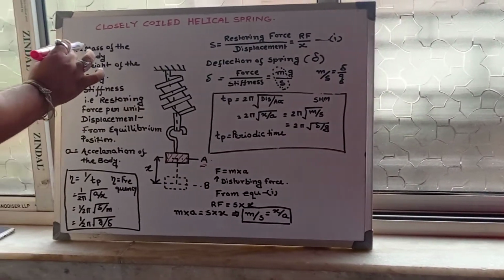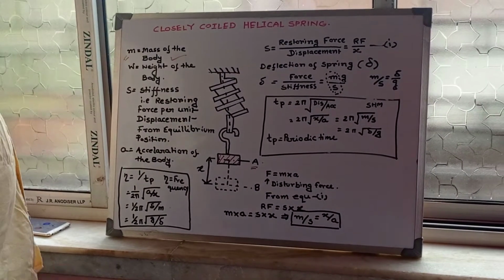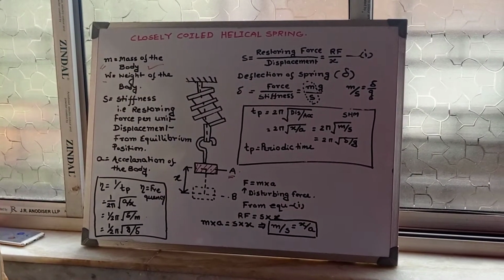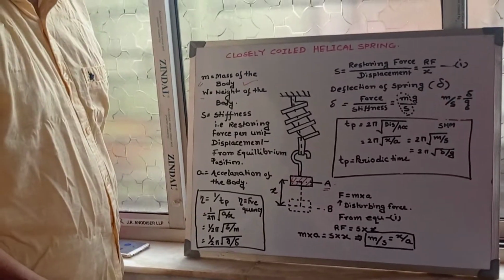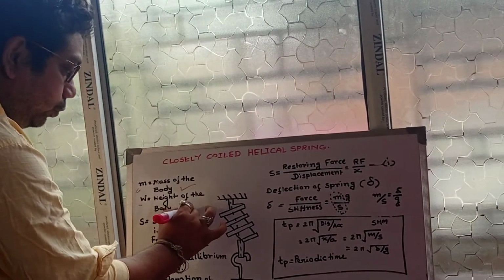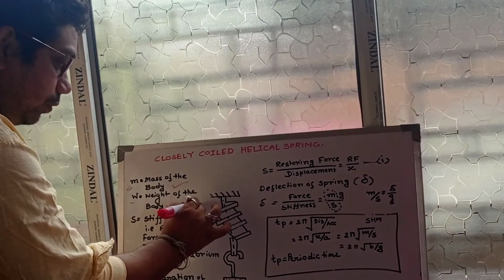M is the mass of the body. Now, what is W? W is the weight of the body. You know how we can find out W? It's very easy: W equals M into G. You all know it.